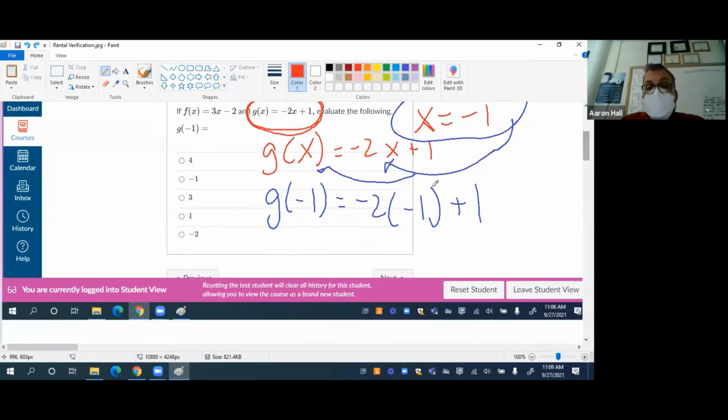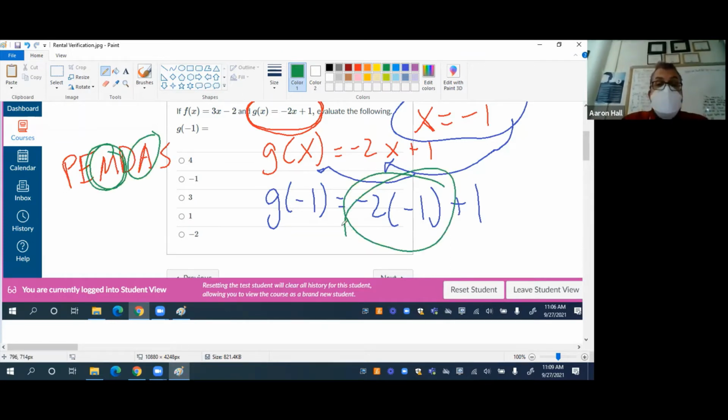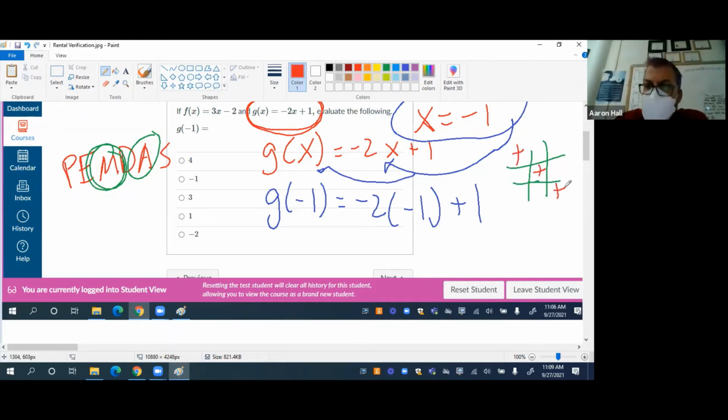Order of operations, what first? Do we multiply or do we add? Yeah, please excuse my dear Aunt Sally. We are going to multiply before we add. So we're going to multiply that mess there. That gives me -2 times -1. What is a negative times a negative? A positive. Yeah, it gives me a positive value. Negative times a negative is a positive.